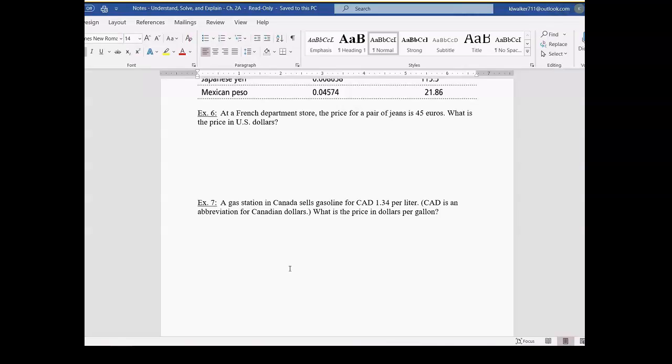So a gas station in Canada sells gas for CAD, which is Canadian dollars, 1.34 Canadian dollars per liter. That means per one. What's the price in dollars per gallon?